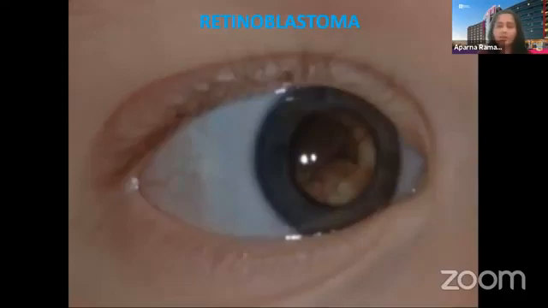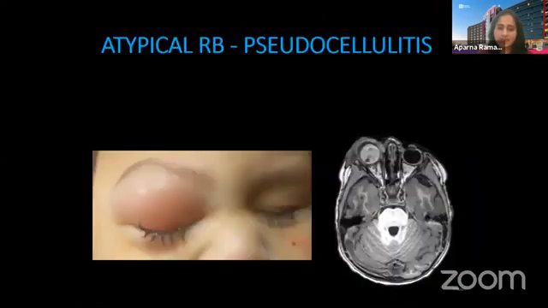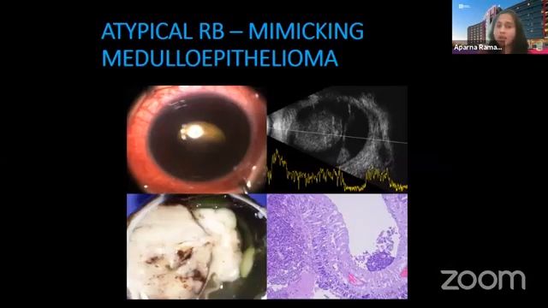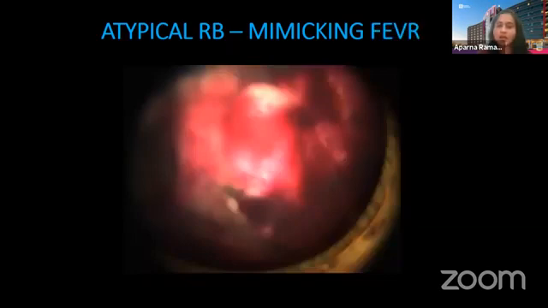Again, very quickly, just for retinoblastoma, I'm going to go over the atypical presentations. This is pseudocellulitis. This is retinoblastoma presenting as a medulloepithelioma in a 14-year-old, like a ciliary body mass. This is mimicking endophthalmitis with an anterior chamber reaction and hypopyon. And this is RB presenting similar to FEVR.